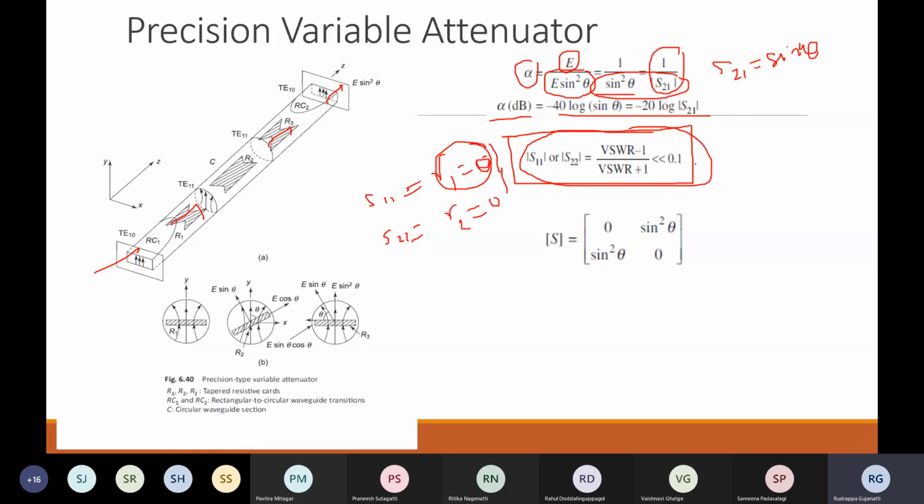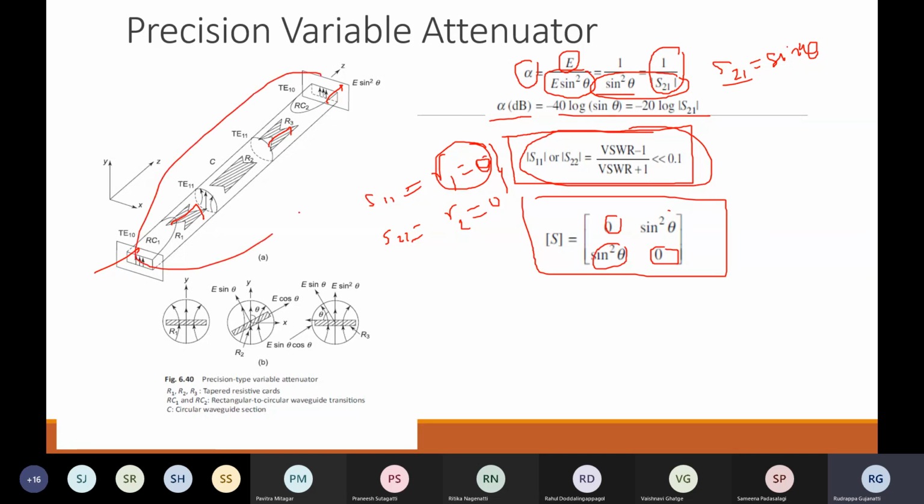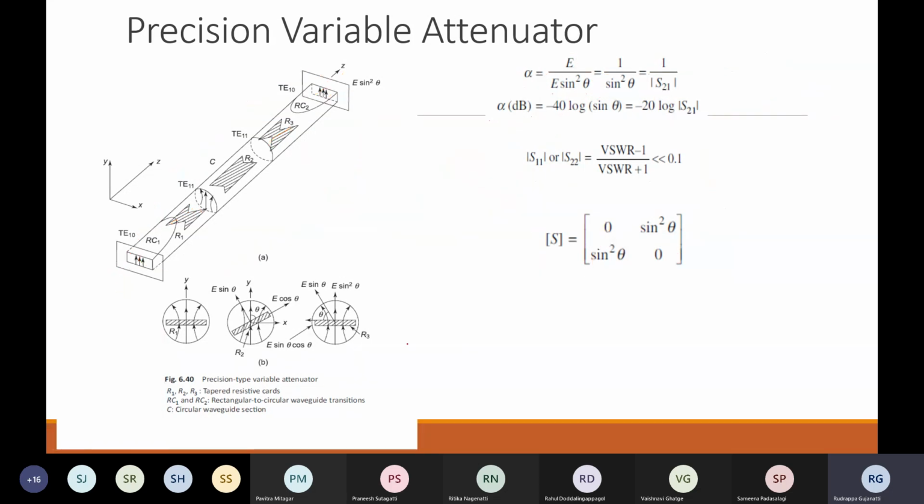We try to minimize the reflection coefficient as much as possible. Therefore the S matrix can be represented in this form, where S11 is 0, S22 is 0, whereas S21 is sin square theta. But since it is symmetric in nature, S12 will also be equal to sin square theta. That is, if you insert input at this end and observe the output at the other end, it will operate in the same way, and the network will be symmetric. So this is with respect to the precision variable attenuator.